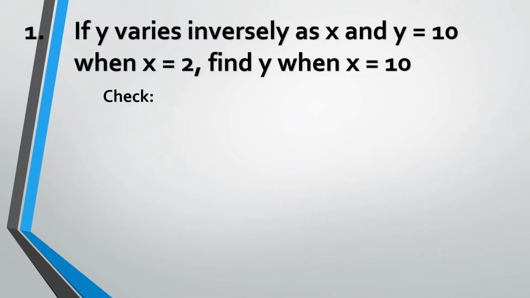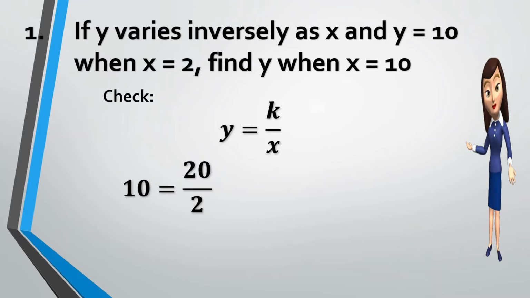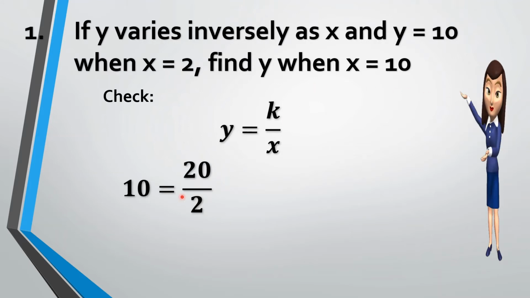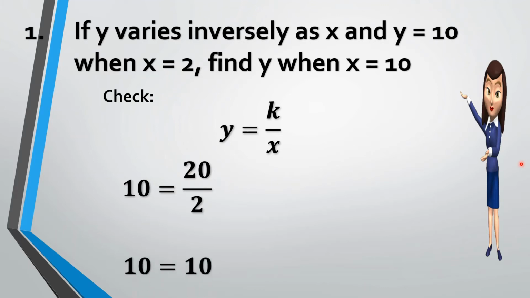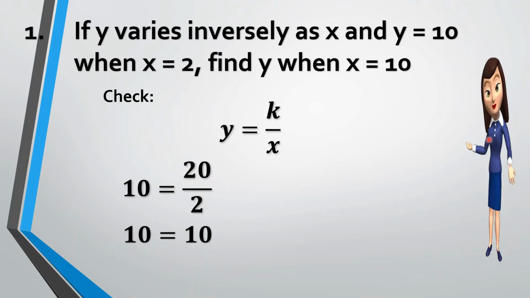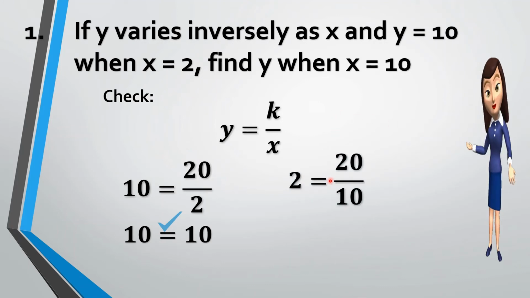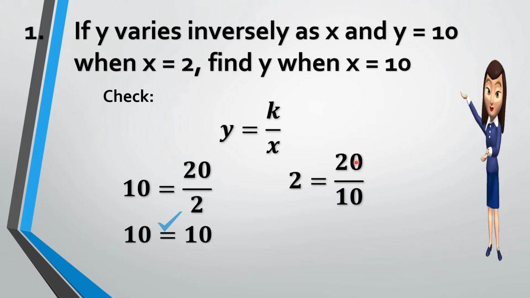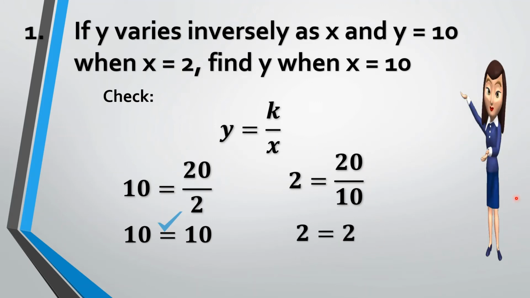So for this, we need to check if our answer is correct. y is equal to k over x. So the first values are y is 10, x is 2, and the constant is 20. Then you are going to divide. So 10 is equal to 10, and this checks. The other values: our answer y is 2, the constant is 20, then x is 10. Then you divide. 20 over 10 is 2. So 2 is equal to 2, and this checks.